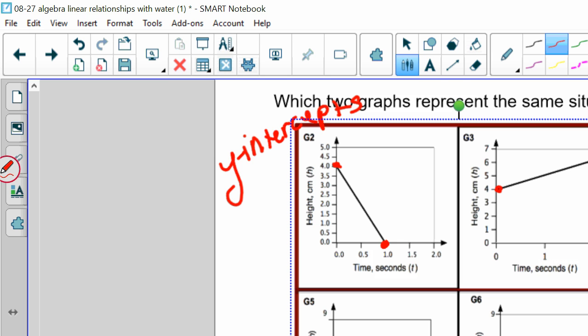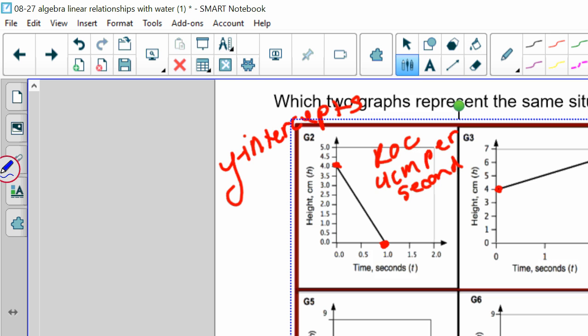Okay, so now let's look at the other details. How long does it take for the water to go out of the top? 1 second. And after 1 second, I have no water. So what's my rate of change? It's going from 4 to 0 in 1 second. What's my rate of change? 4 centimeters per second. So my rate of change is 4 centimeters per second.